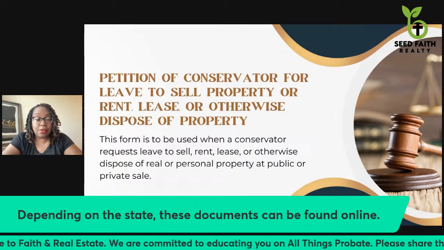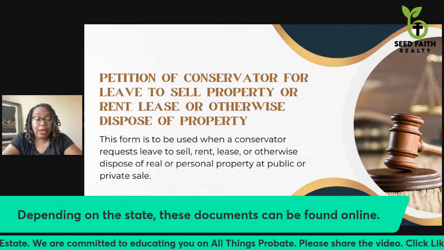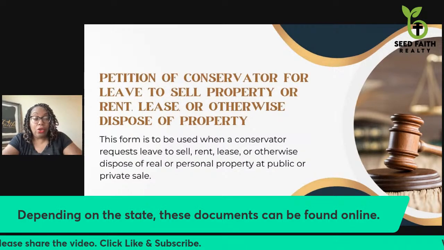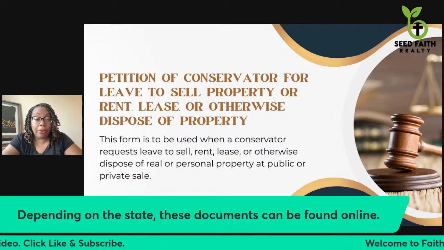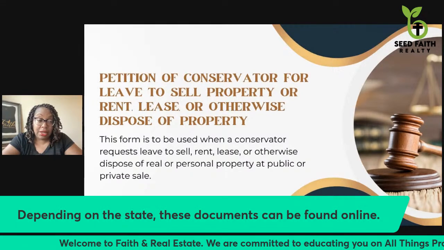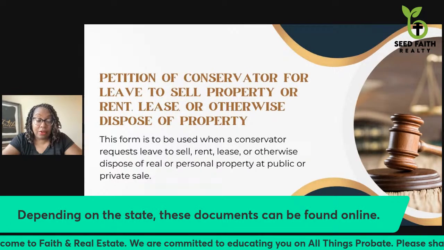Depending on the state, these documents can be found online. And one way you can locate them, let's say, for example, if you're in Georgia, you can Google Georgia probate forms and you'll be able to find the documents that I'm sharing with you here. So you may be able to do that in some states. You may not be able to do that in other states.